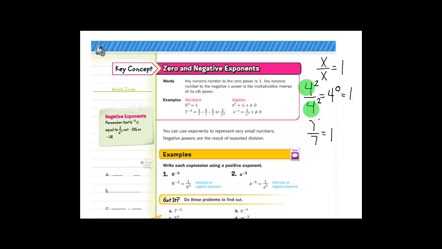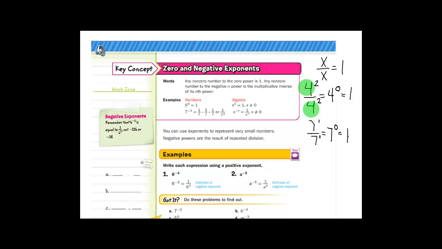This 7, you do not see an exponent, you assume it's a 1. So the answer to this is 7 to the 1 minus 1 power, so 7 to the 0 power. And we just said that something divided by itself was 1. So anything divided by itself is 1.